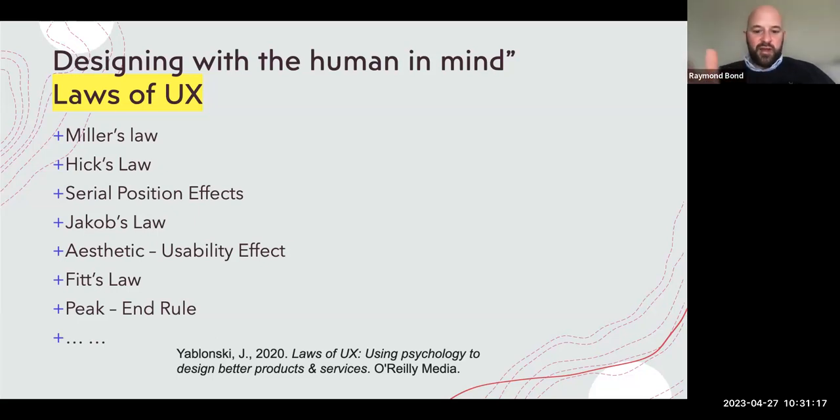And I've named a few here, like Miller's Law. Usually when you design an interface, you're conscious, or you should be conscious, that humans can only hold a certain number of items in their working memory. According to Miller, we can only hold around 7 items in our working memory at any one time. So we shouldn't be presenting too many options and so on.